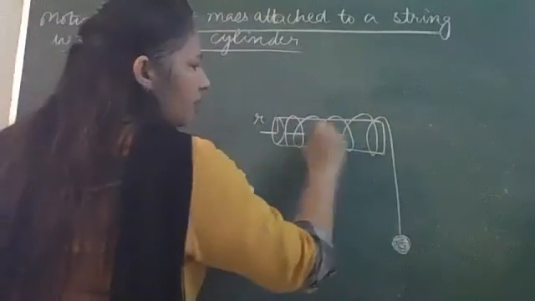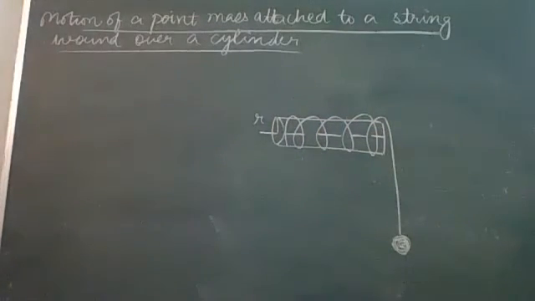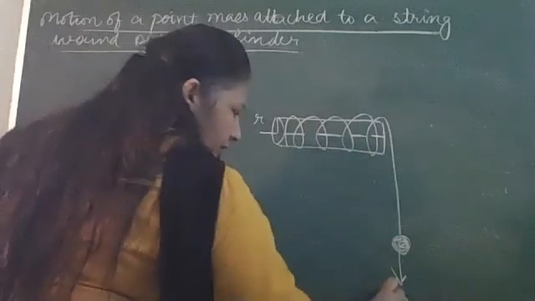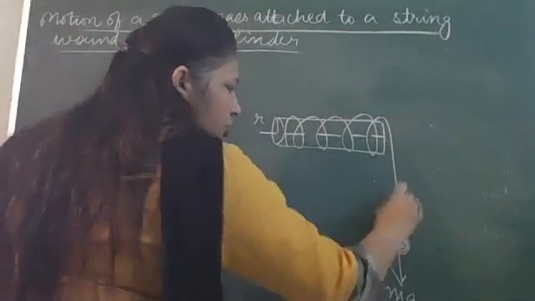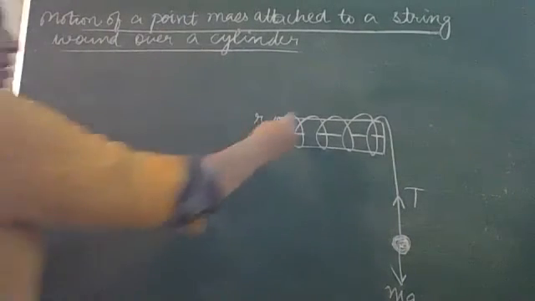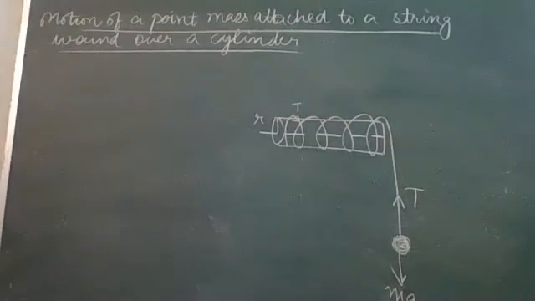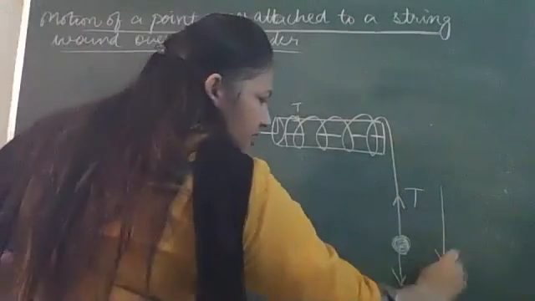The cylinder will rotate about this axis. So this is the axis of rotation. All right. What are the forces acting on the point mass? Weight acting in the downward direction, and tension in the string. So there is tension in the string on the surface. So it will accelerate this way.